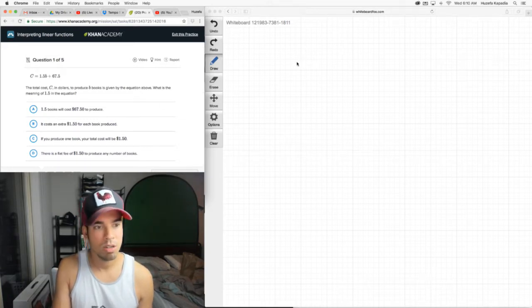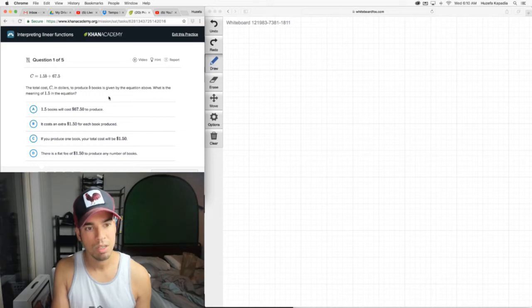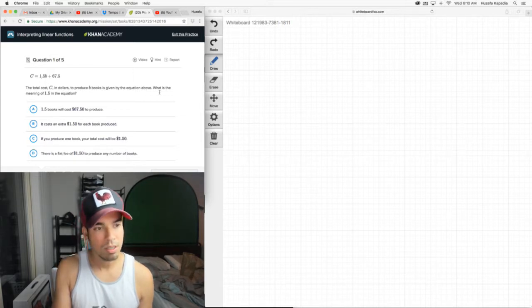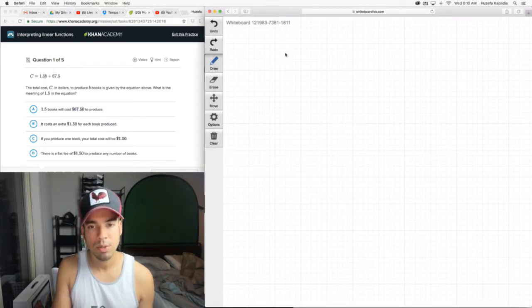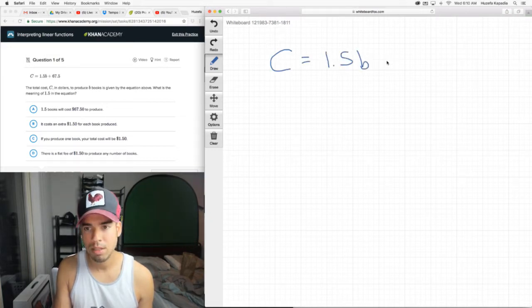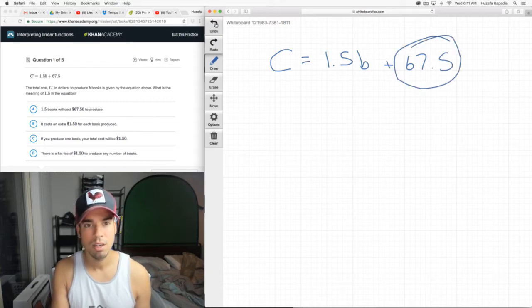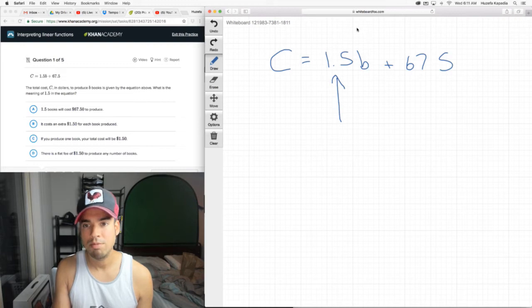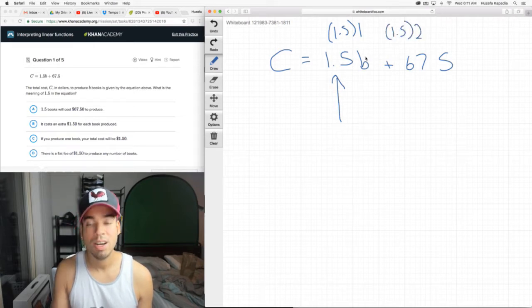It says the total cost, C in dollars, to produce B books is given by the equation above. What is the meaning of 1.5 in this equation? If we think about it as a linear function, the 1.5 is the slope. It's what's multiplying the number of books. Now, we can assume there's no fixed cost because there's no constant. Think about it: if the number of books equals 1, it's just going to be 1.5. If it's 2, it's going to be 2 times 1.5, which is 3.